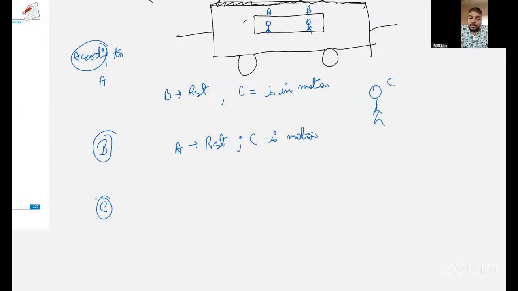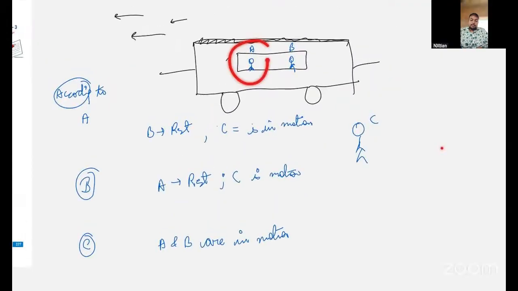Joshua, what will it look like according to C? C is not in motion, but A and B are in motion because they are moving with the train. Are you getting this? So according to C, A and B are in motion. So what does this mean? This means that motion is not only about the moving, it's about the reference point also from where we are seeing.